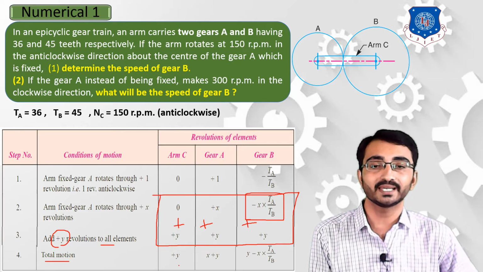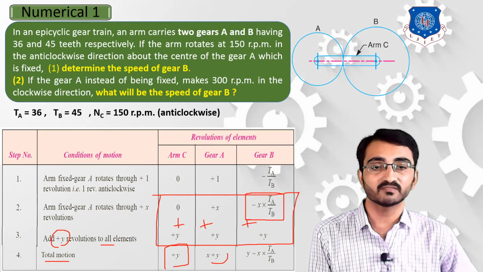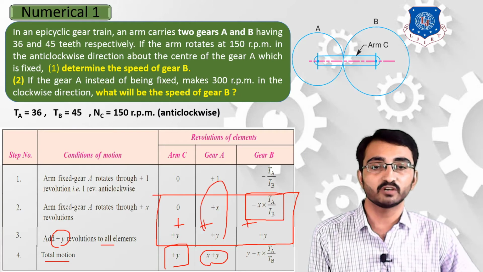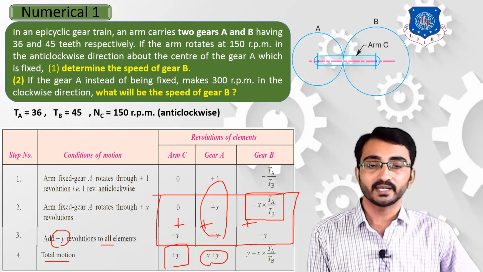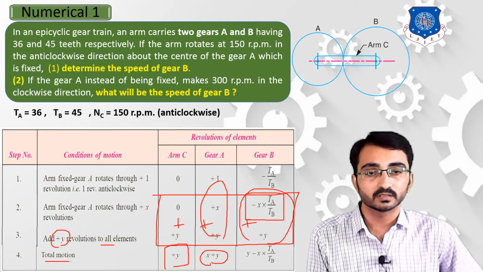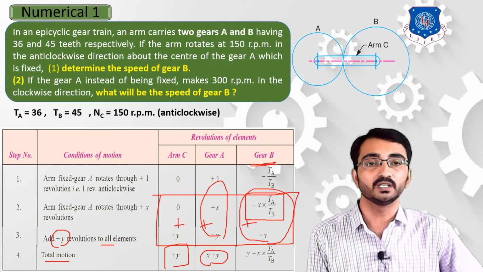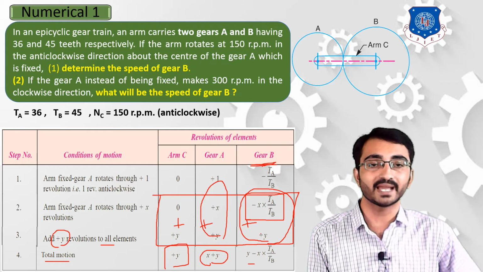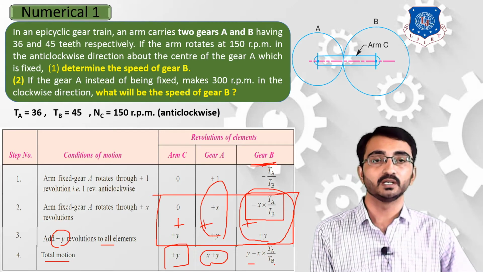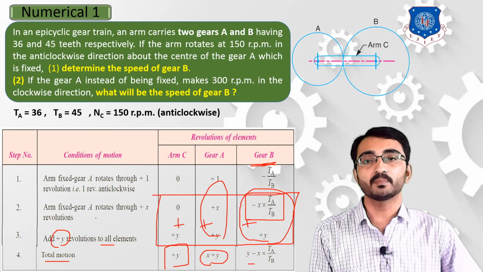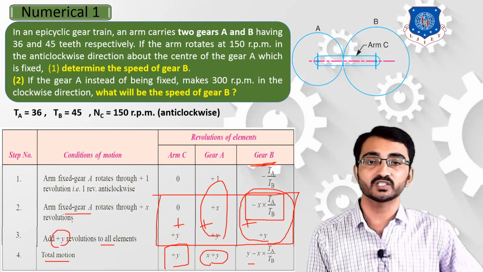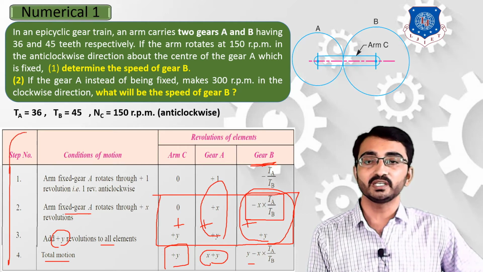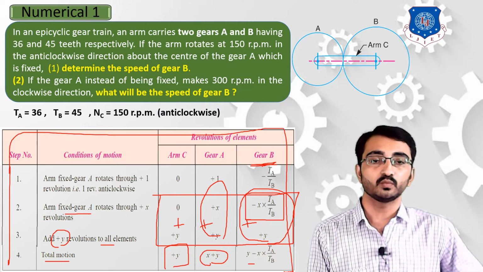So over here you will get plus y revolution for arm condition, x plus y condition, that is the combination of row 2 plus 3, that is x plus y, and addition of second and third row for gear B, we can write down the equation y minus x TA upon TB. These steps are common for each and every numerical in epicyclic gear train. So we have to sketch this table for each and every numerical in the same manner.